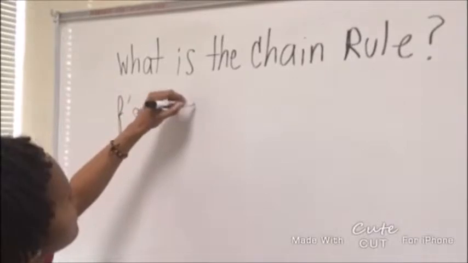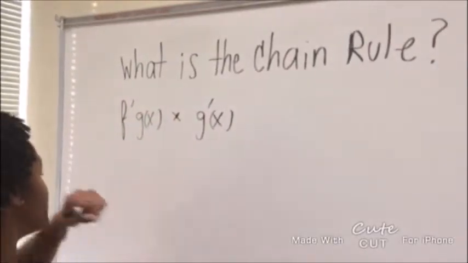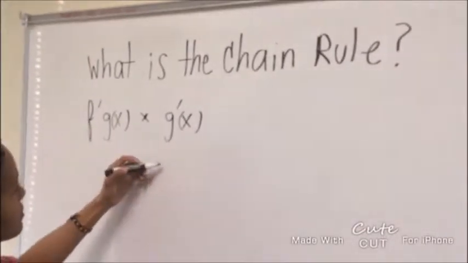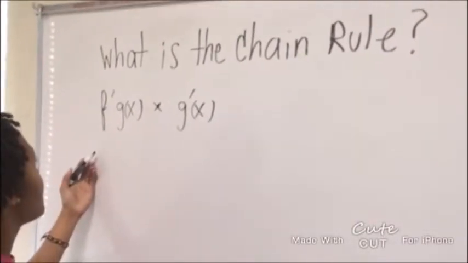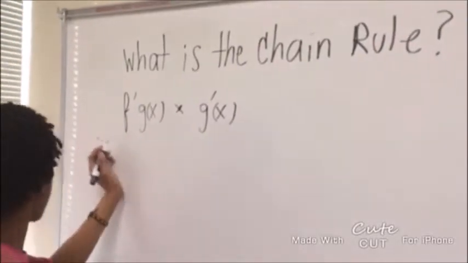So the proper rule for the chain rule is f prime of g of x times g prime of x, and you only use this chain rule when you are trying to find a derivative of a composite function.